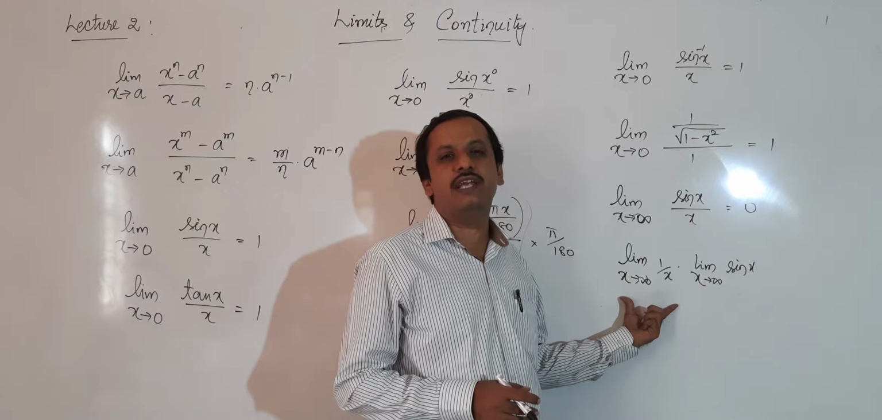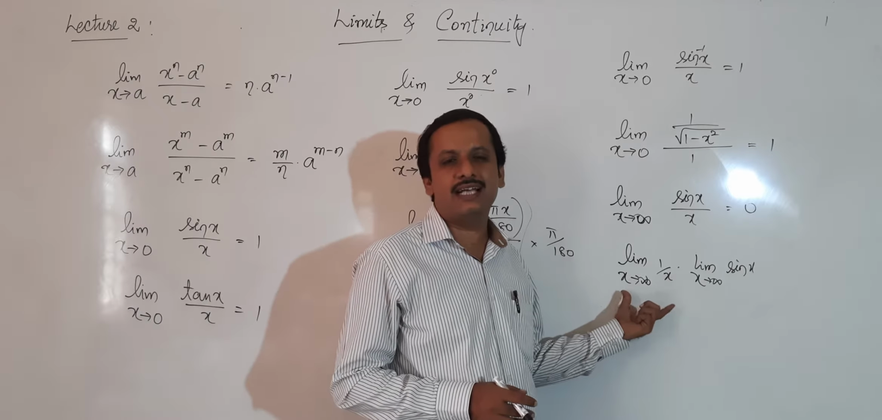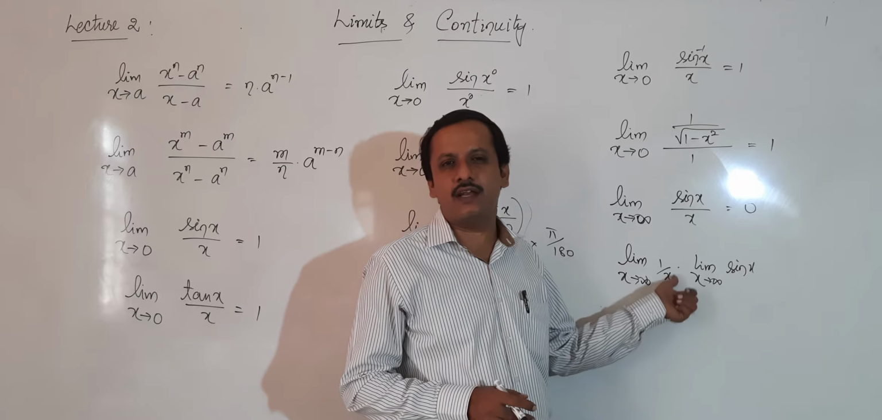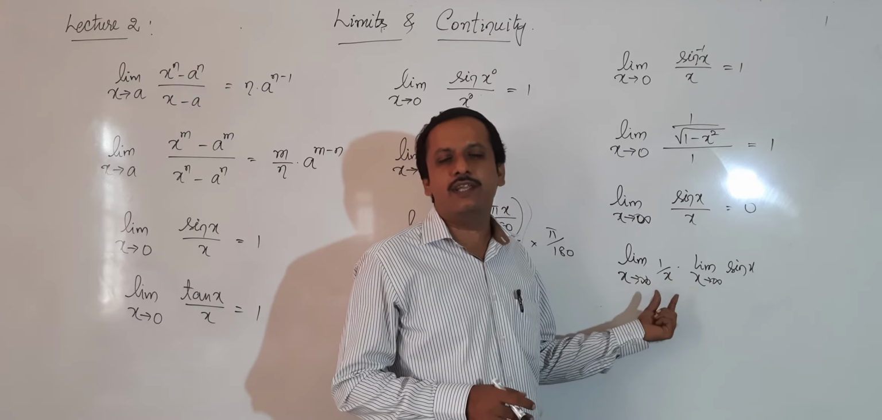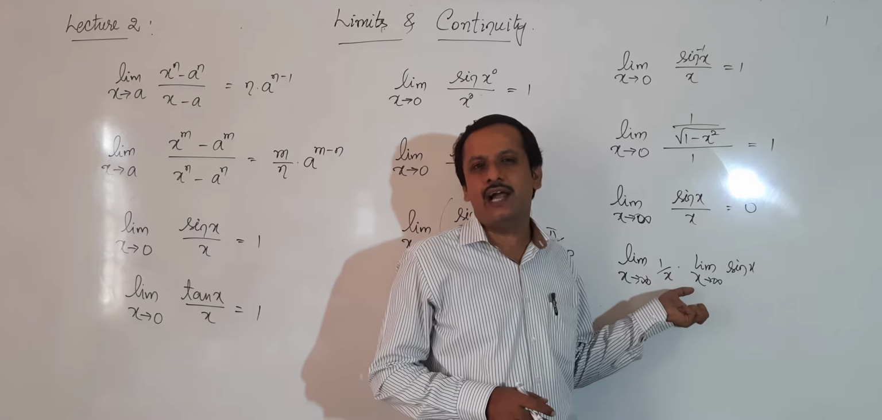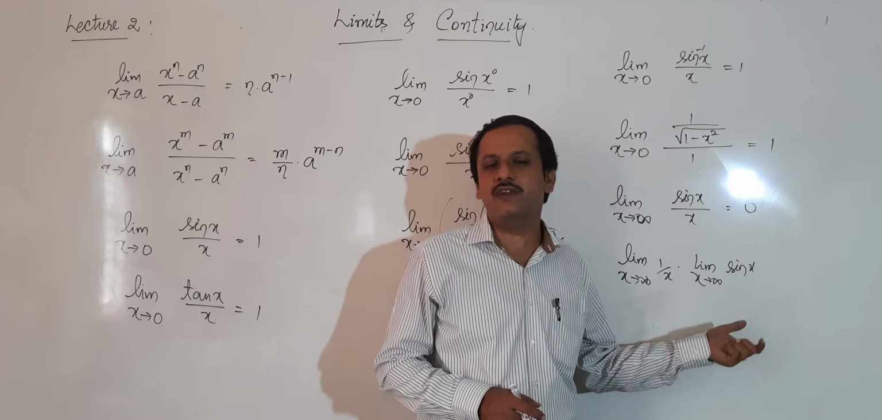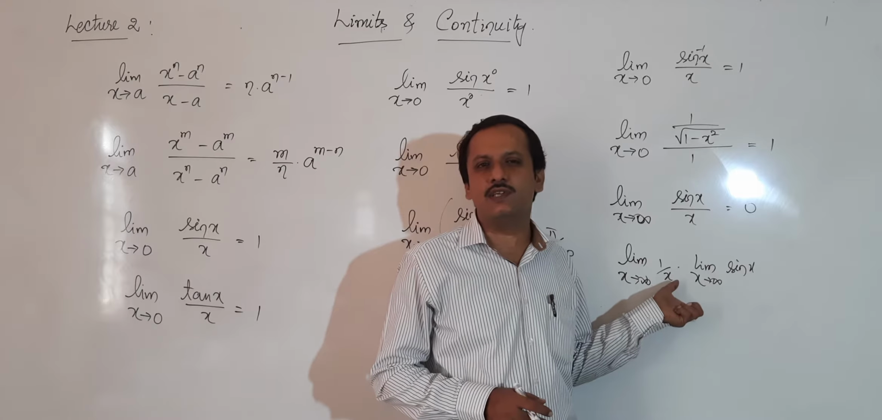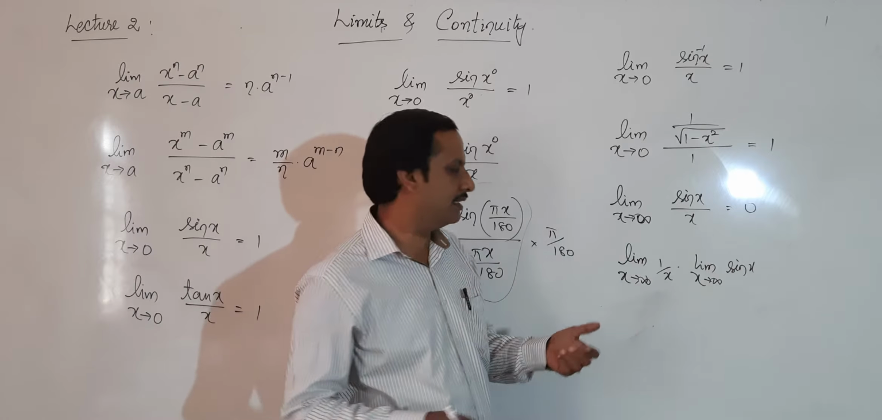Limit extends to infinity, 1 by x will become 0. As the denominator becomes larger and larger, and if the numerator is a constant, the value of this fraction goes on decreasing. And by the time this denominator reaches infinity, the value of that fraction reaches 0. I'll explain with the help of the graph.